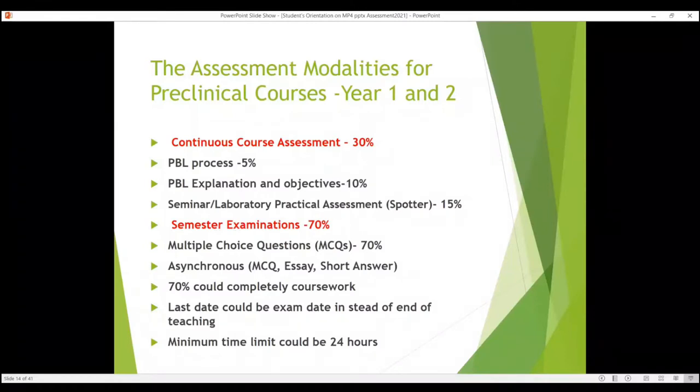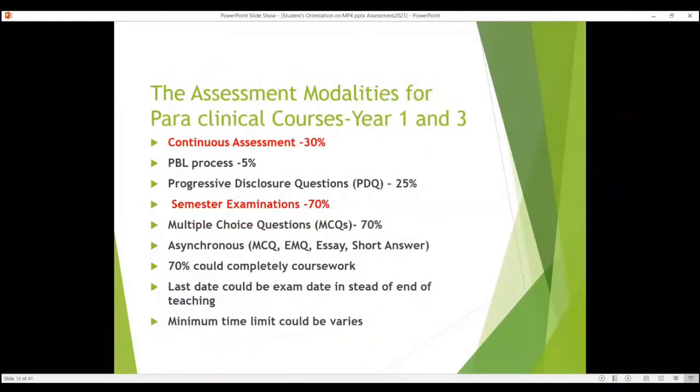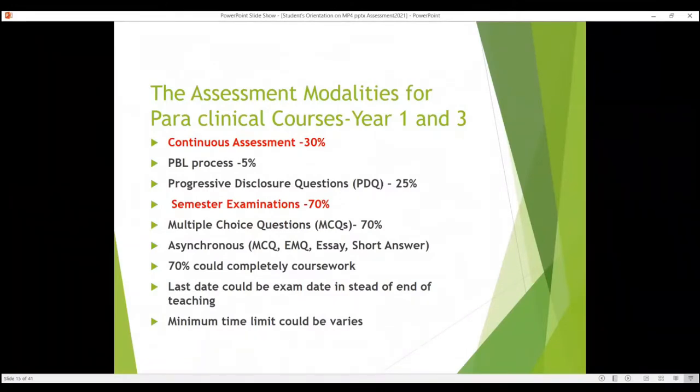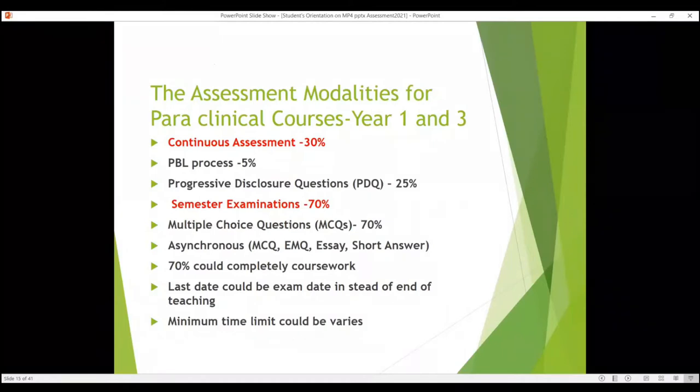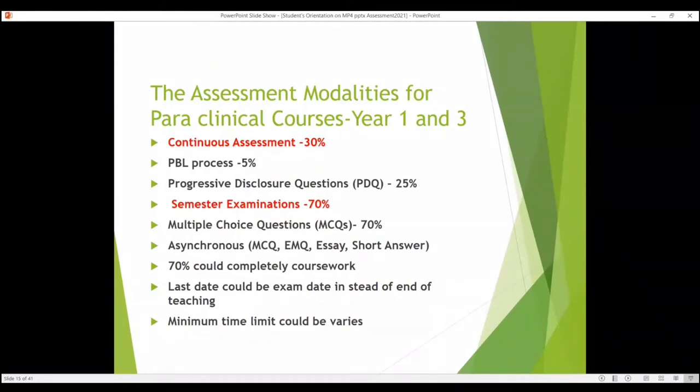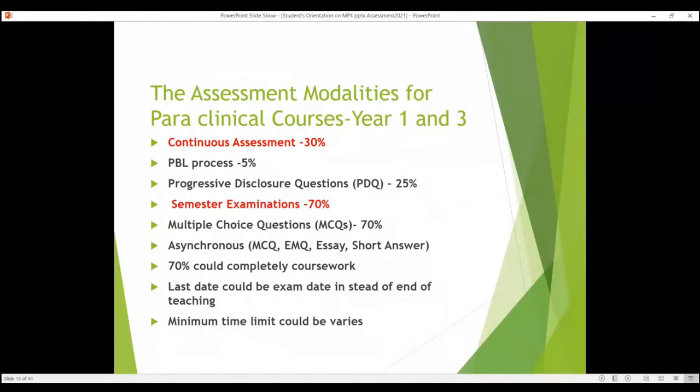That final exam could be multiple choice or short answer questions if it is asynchronous. And a minimum time could be given. It may vary from one to another. Now, for the paraclinical the format is the same, but there is another assessment modality here, what we call progressive disclosure questions. I will talk about that.